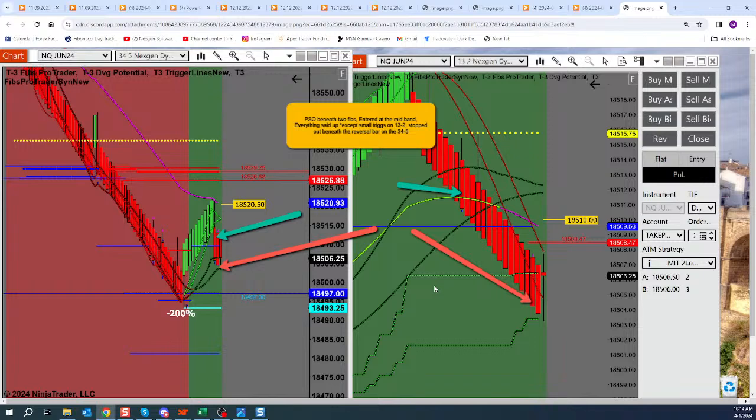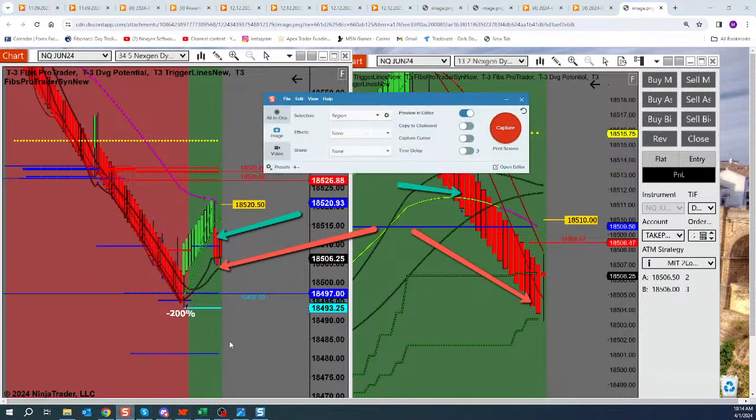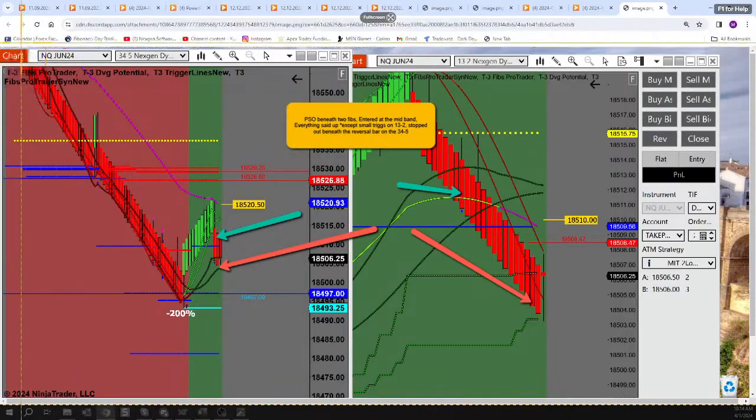All right, pivot stop out between 2 fibs, entered at the mid band. Everything set up except small triggers on the 13.2, stopped out beneath the reversal bar of the 34.5. Everything set up except. So Gino, there's those small triggers against you again, right? But let's talk about just language real quick.